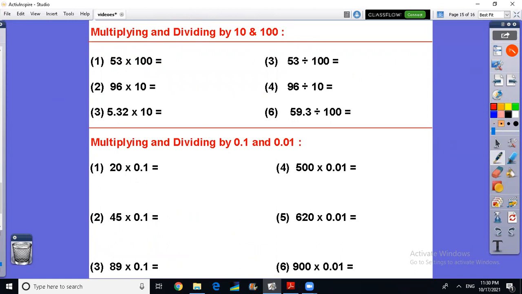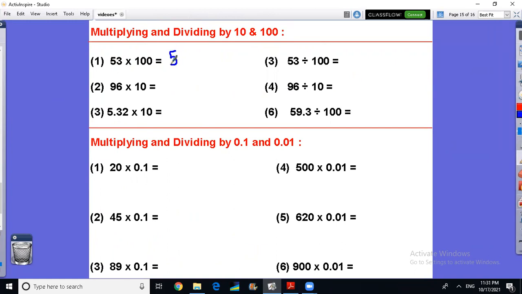I'm going to change the color. Let's make it blue. 53, and then we put just the 2 zeros. So it's 5,300. What about 96 times 10? It is just right there, 96, and we put there a 0. So 960.